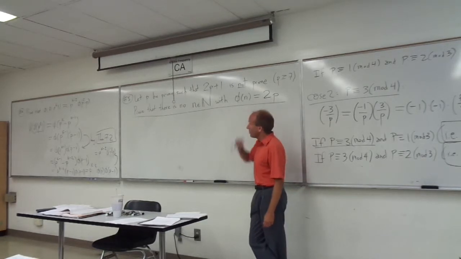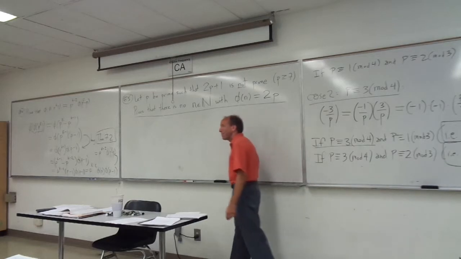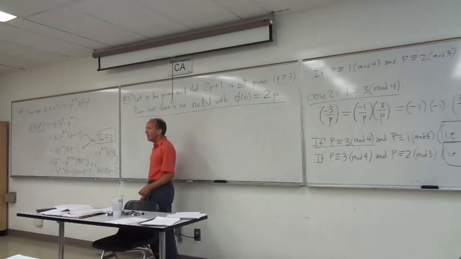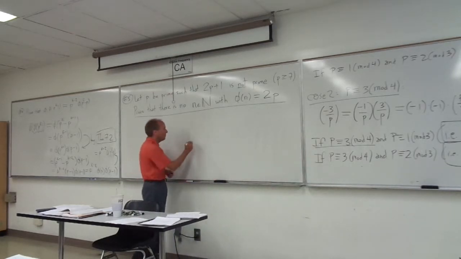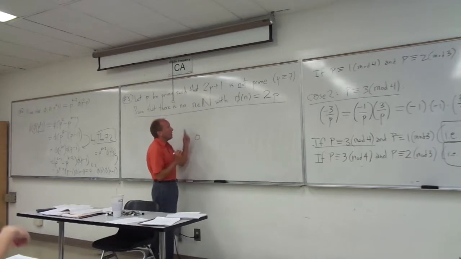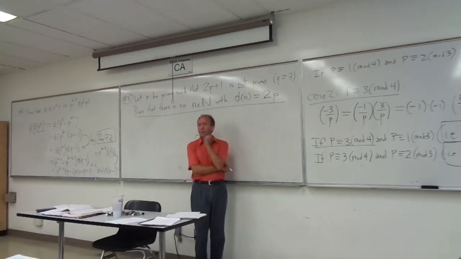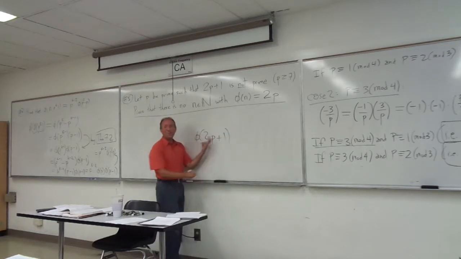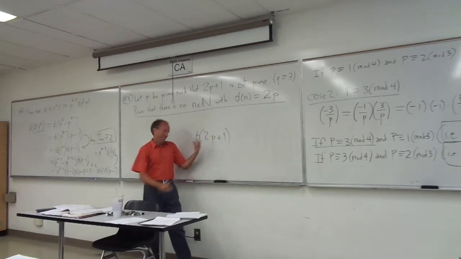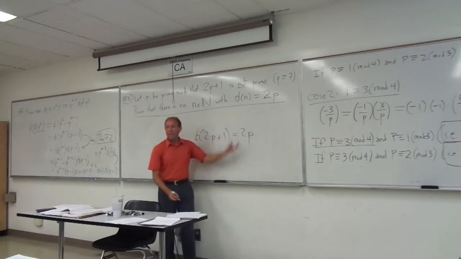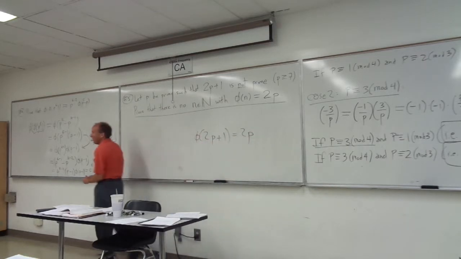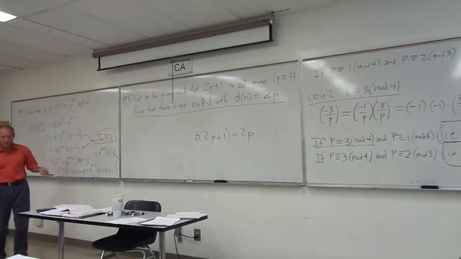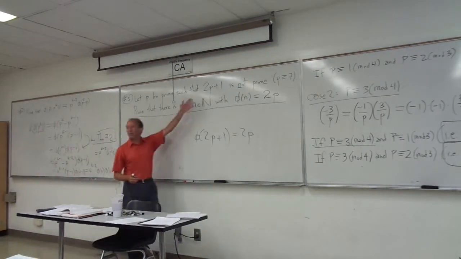assuming that 2p plus 1 is not prime. If 2p plus 1 is prime, can I get 2p as an answer? Yeah, because what is phi of any prime? Subtract 1 from it, right? So there you go. So if 2p plus 1 was prime, this would be not true at all, right?